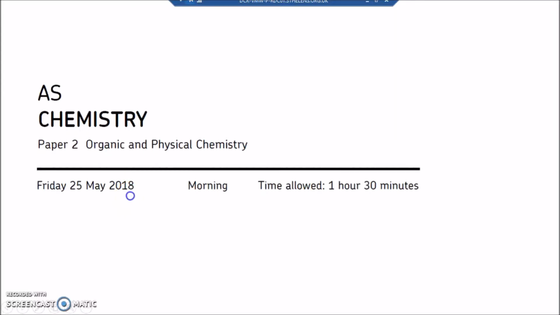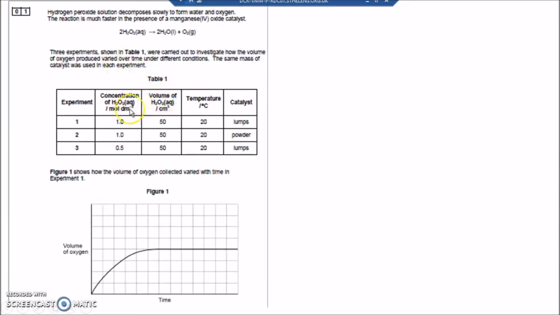Paper 2, 2018, question 1. So I've got some experiments with some different concentrations of hydrogen peroxide, which is breaking down to make water and oxygen, and measuring the volume of water in each to start off with, the temperature and the catalyst.